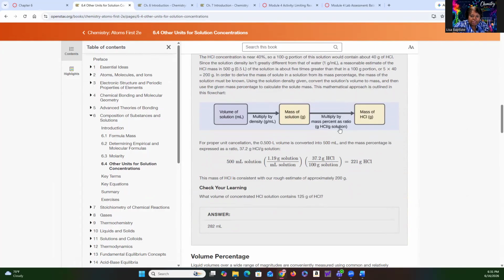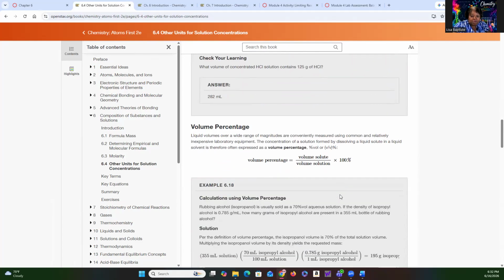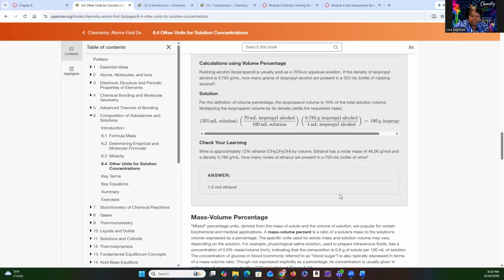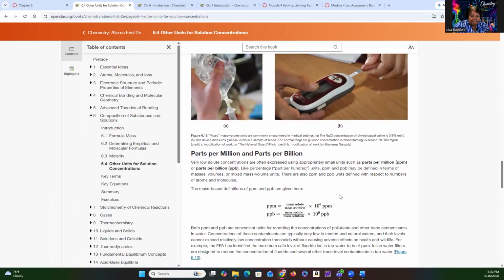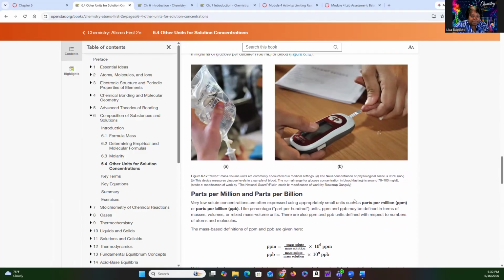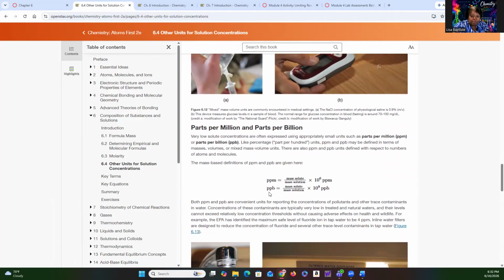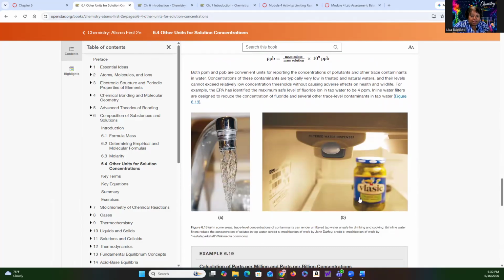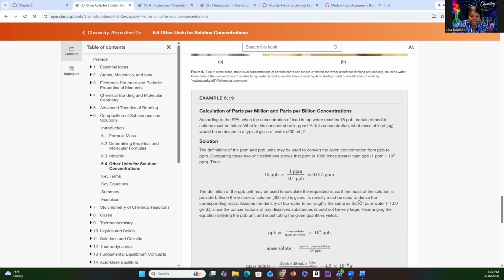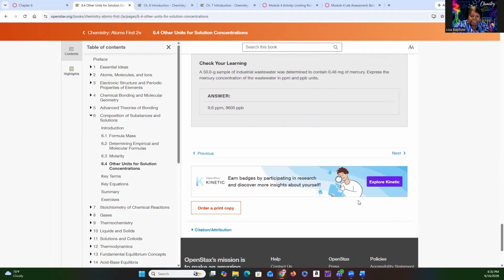And this is a flow chart to help you if you are going from milliliters or volume of a solution to the mass of the solution to the mass of another substance. Okay, and so go through that. Then we have volume percent, and then we have mass and volume percent. Then we have parts per million, parts per billion, or ppm, ppb. All right, and then there's examples of those.